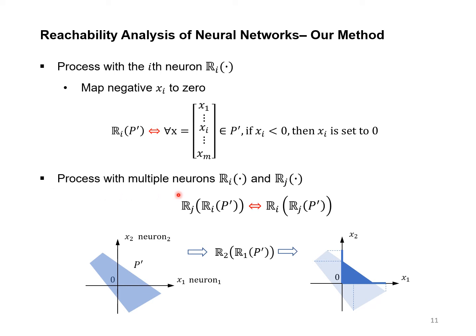When there are multiple neurons processed, for example, Ri and Rj, the order of considering each function won't affect the result. Both of those two processes will set all the negative xi and xj to 0. Here, we demonstrate the process with an example. We have two neurons, neuron 1 and neuron 2. X1 corresponds to neuron 1, X2 corresponds to neuron 2. The function R1 describes the process in neuron 1. The function R2 describes the process in neuron 2. After the application of functions R1 and R2 on the set P dash, all the negative x1 and x2 dimensions will be set to 0. Finally, we have the output domain in this blue area.